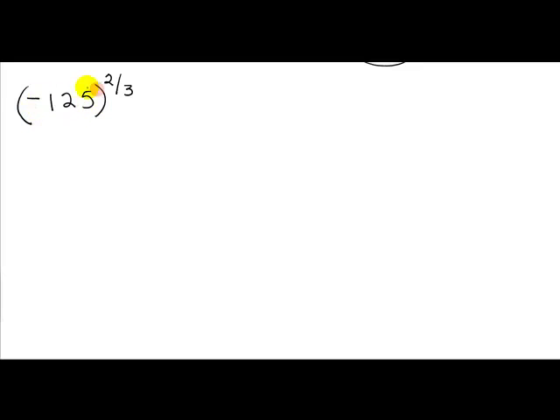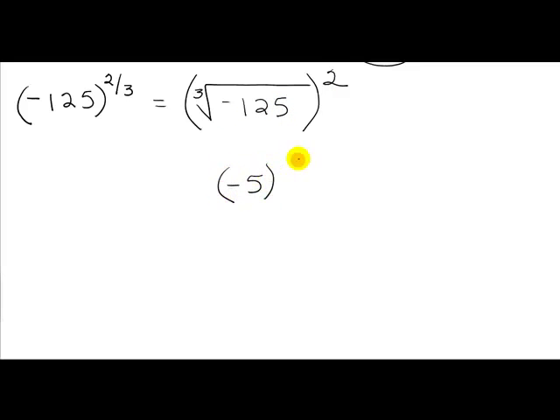So here the negative is included in the parentheses, so we will rewrite this as the cube root of negative 125, and then all of that will be to the power of 2. So the cube root of negative 125 would be negative 5, and then we're going to square that to give us a positive 25 for our answer.